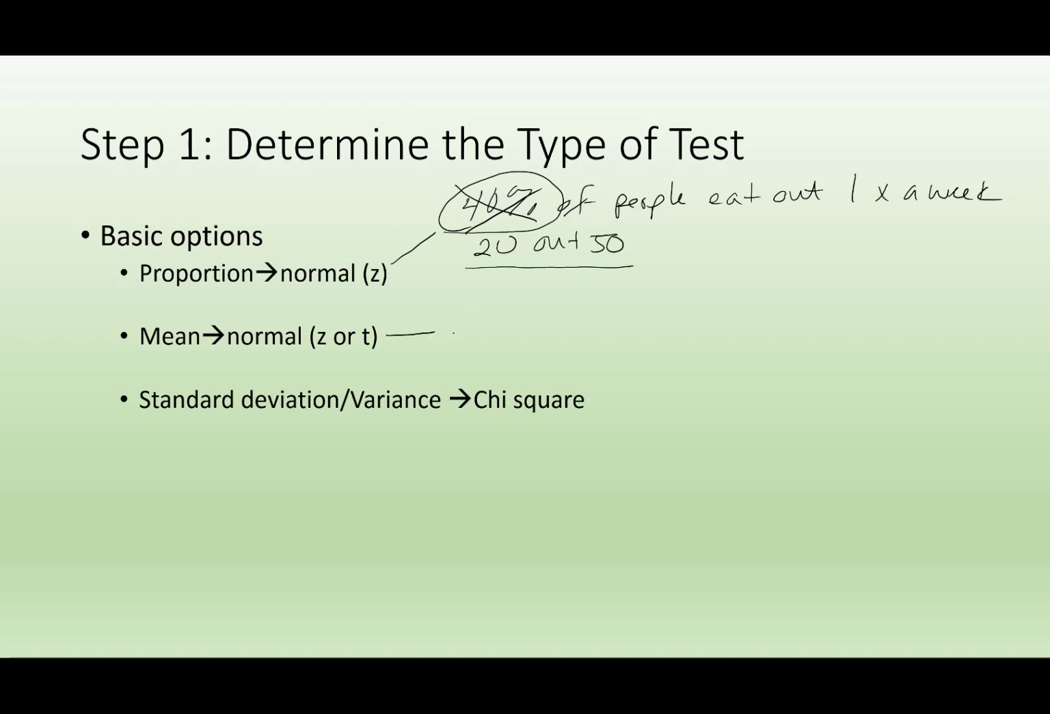For a mean hypothesis test, we might see something where we hear that the mean wait time at a particular doctor's office is a certain amount. And then for the standard deviation or the variances, maybe we are interested in looking at the standard deviations of test scores for different college classes or something like that.